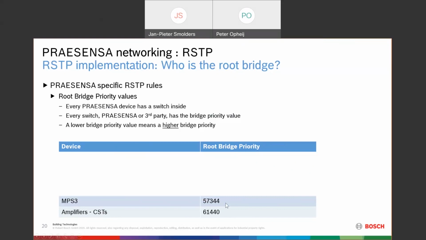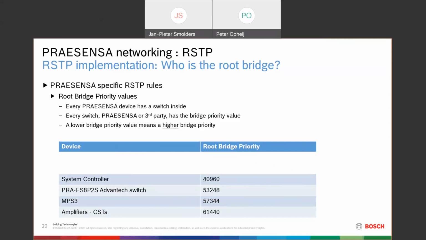If you go to the MPS, it has a lower bridge priority. Then we go to the advantage switch, even lower, even better. And you see here the system controller, 4960. This is for the PRAESENSA devices the lowest bridge priority value. So in a PRAESENSA system, this would mean that the system controller is always the root bridge for RSTP.